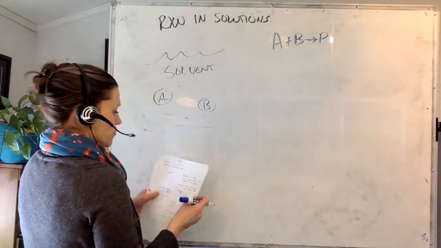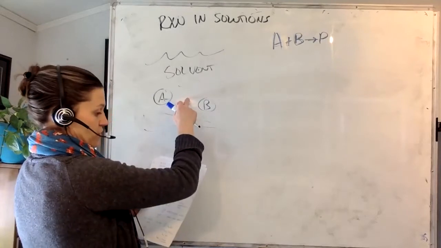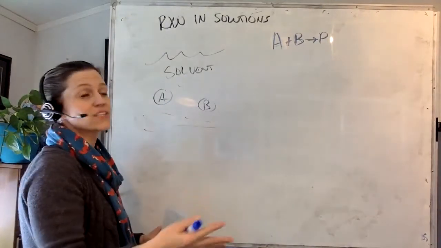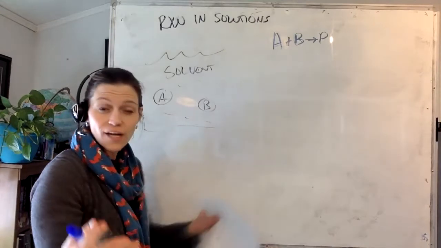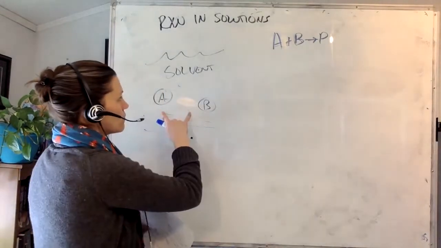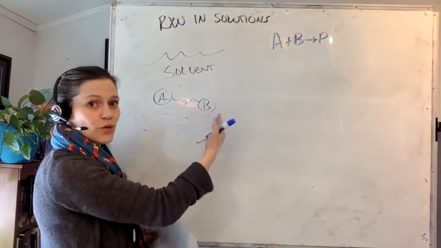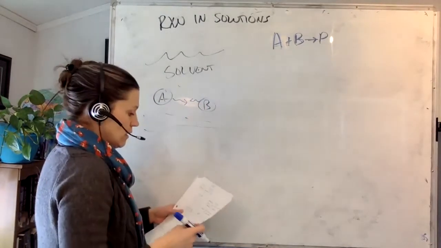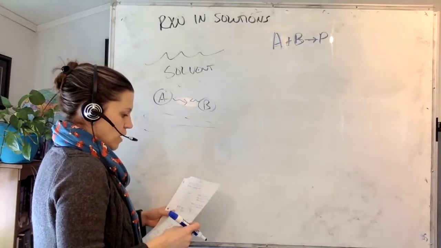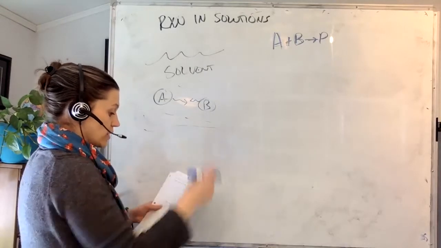Okay, so the frequency of A and B finding each other is actually quite low. Unlike the gas phase, where I think the collision density was like 10 to the 34. For A and B to find each other is actually quite challenging unless you have just pure A or pure B. So compared to the gas phase, finding each other is very low.